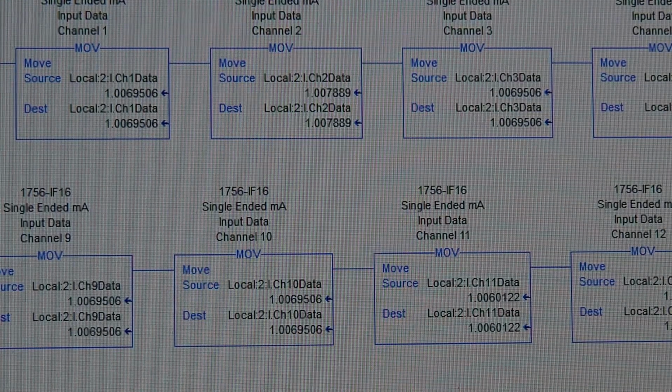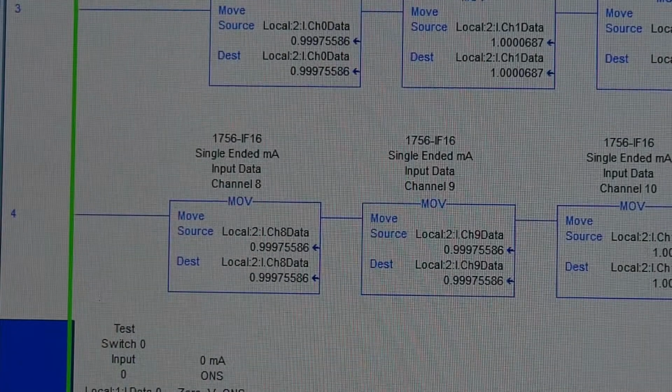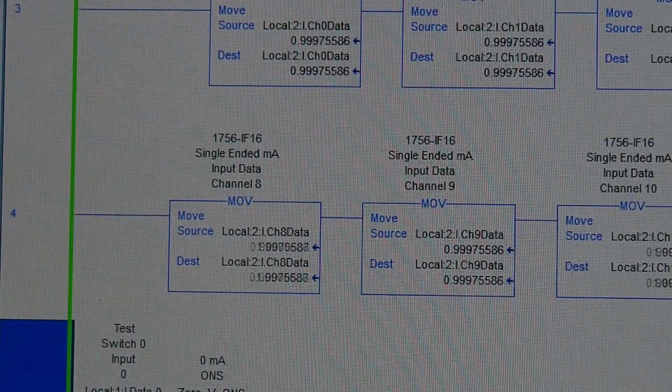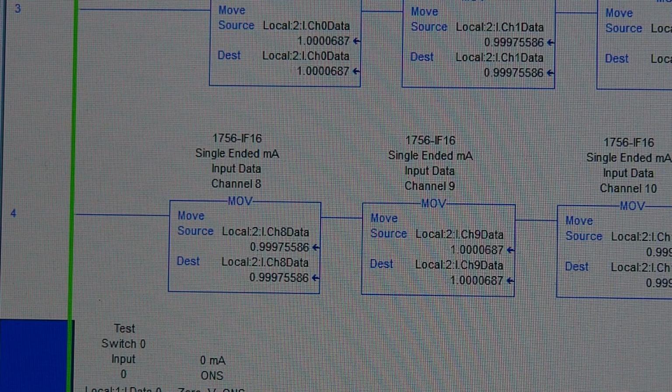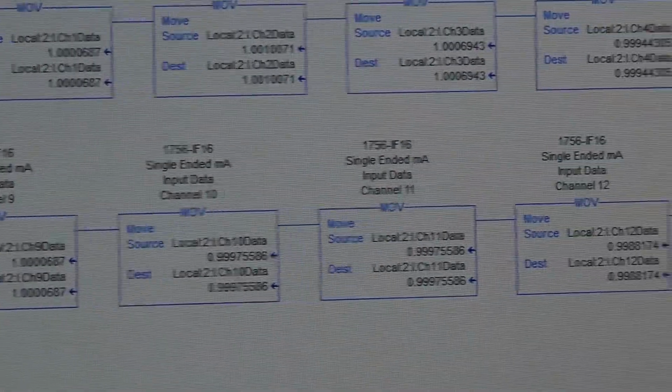So all of the voltage inputs, as you can see, are currently on 1.99, which is our 2 volt setting. And we go all the way across, everything is fine.